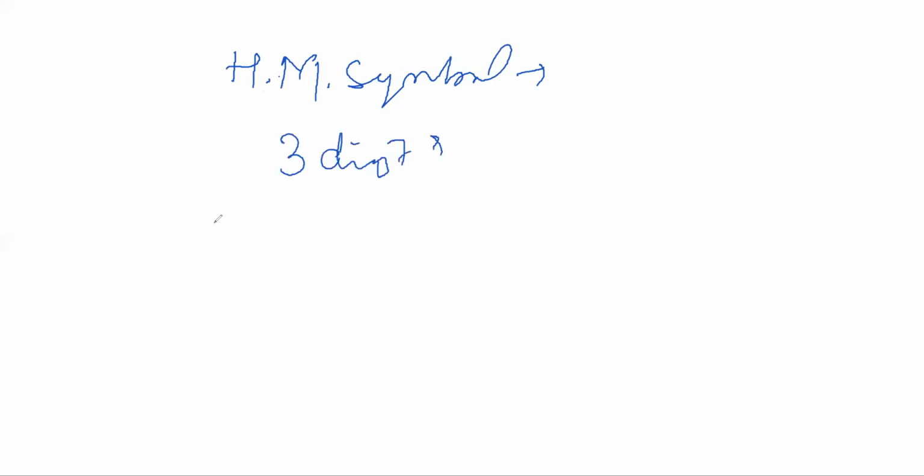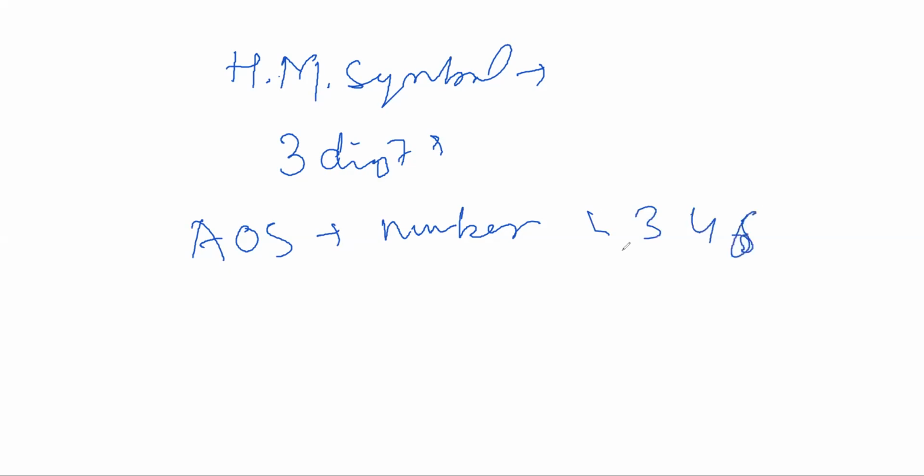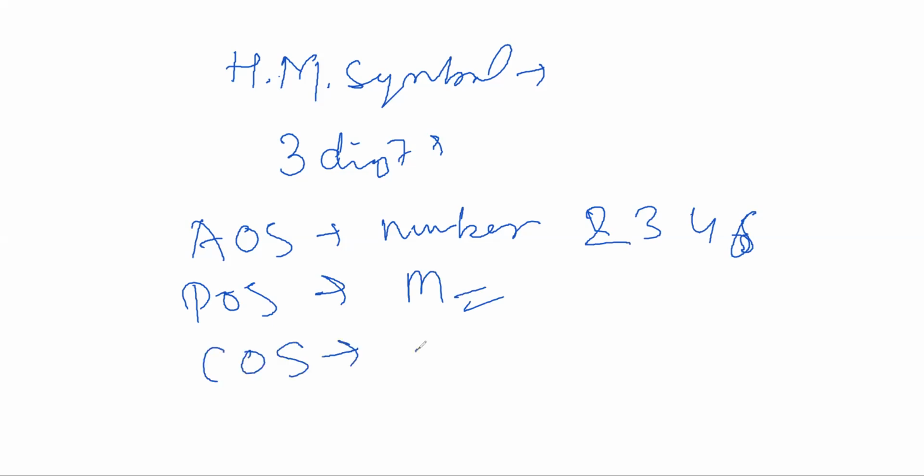In this, the axis of symmetry we use as a number, like 2, 3, 4, 6. While in case of plane of symmetry in HM symbol, we use M, that is mirror plane. And center of symmetry, which is represented by I, we do not use here. We use only the two things. And this is coined by the different units, and we will be seeing how we do that.